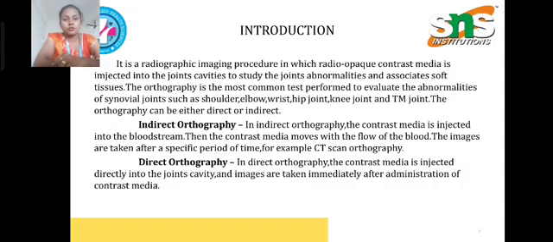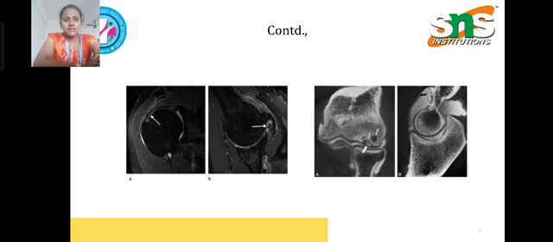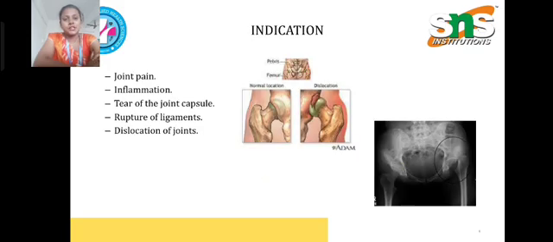Next is direct arthrography. In direct arthrography, the contrast media is directly injected into the joint cavity and the images are taken immediately after the injection of the contrast media. So these two types differ according to the patient's capacities.